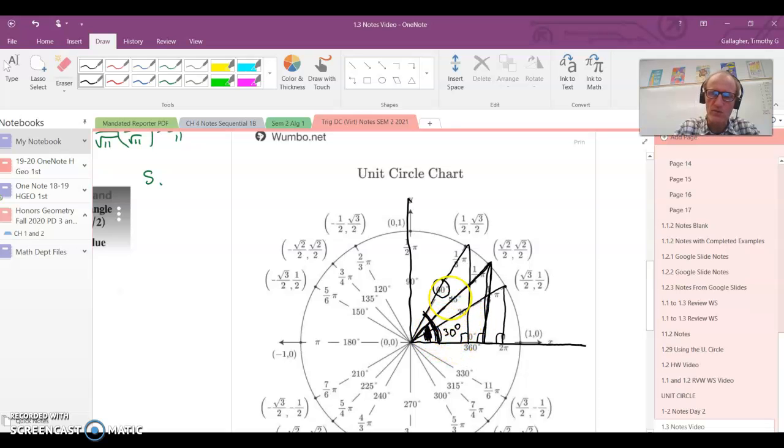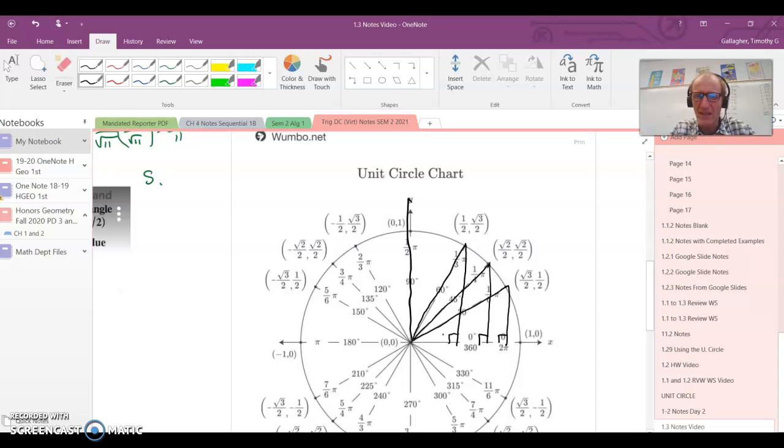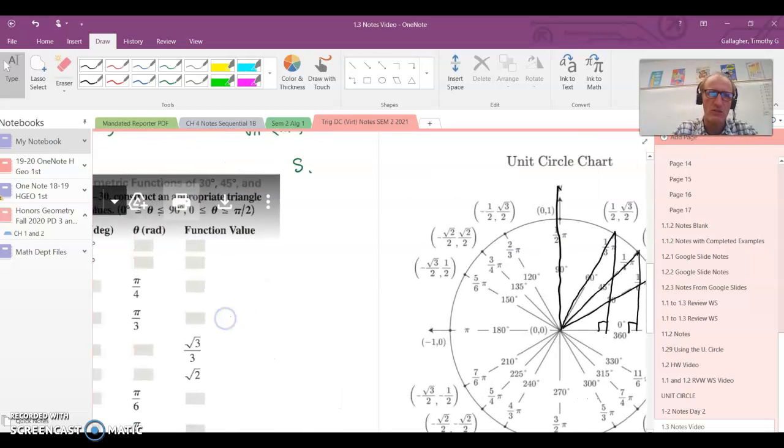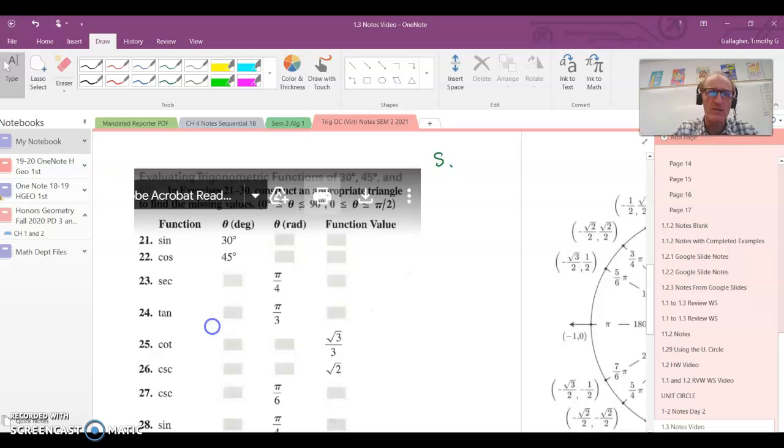So each one of those triangles can be drawn in the first quadrant of the unit circle. This right triangle here, and this right triangle here. Okay? So your task in this section is to find the missing boxes.